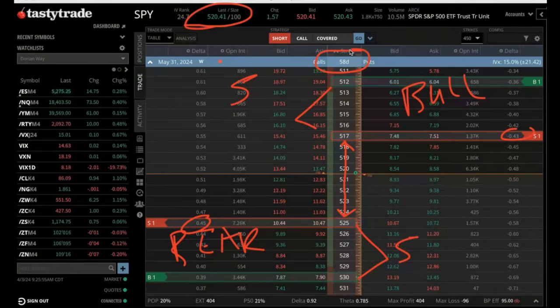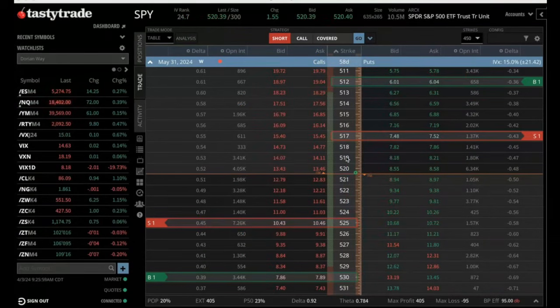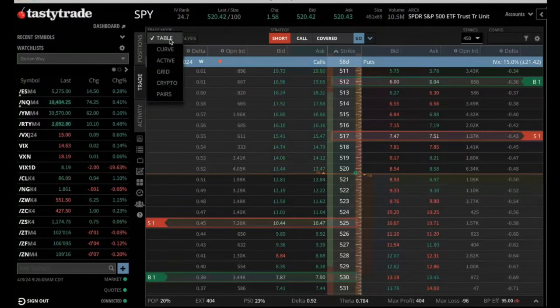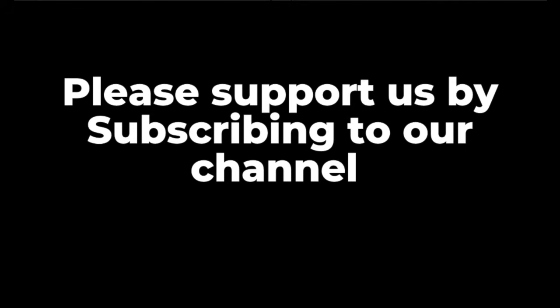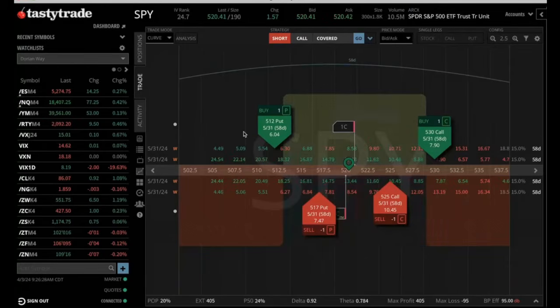So this is how it looks on your screen if you were going to be doing it like this, but obviously we won't sell these type of strikes. This would be a bad iron condor to sell. But just to go to this curve view, I'm going to make this a little bigger so that we can see this. All right, so you can see here that this is the at the money line.